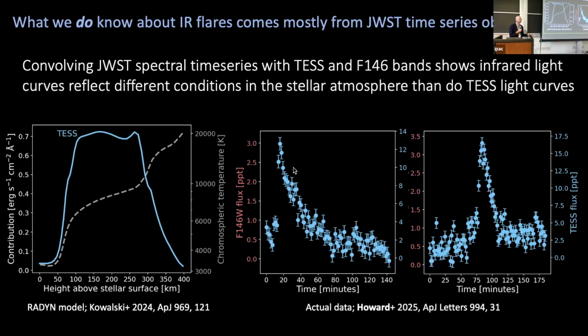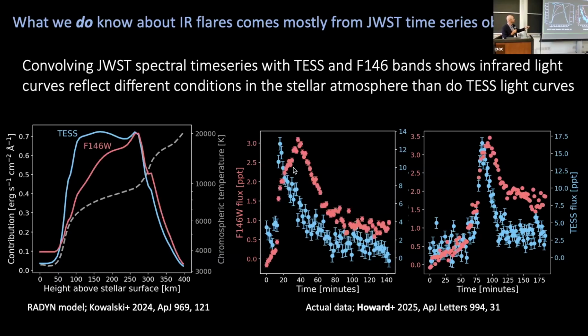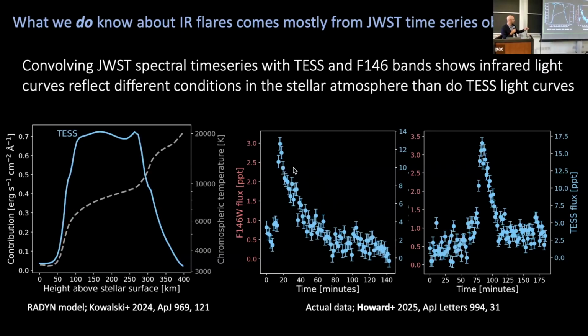And I'll convince you of that with two correlated plots. The one on the left is a model. The ones on the right are actual data. The model is what's called a contribution function, and it essentially tells you where the emission in a given bandpass comes from. So in this case, for the TESS bandpass, mostly from atmospheric heights above the photosphere of about 100 to 300 kilometers, and chromospheric temperatures of around 5 to 15,000 Kelvin or so. And then on the other side of the plot with the data, you can see this results in a very rapid, spiky light curve profile at this bluer red optical wavelength, bluer compared to the infrared.